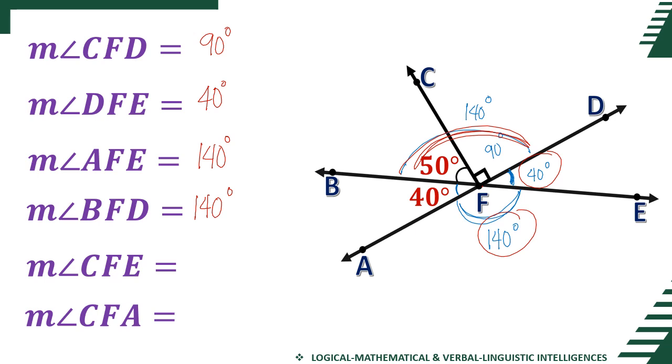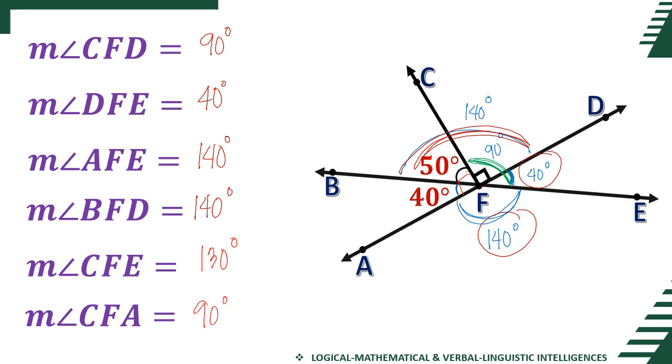Next, CFE. So that means CFE, you are referring to this one, the 90 degree angle plus 40 degree angle. So that means this is 130 degrees for CFE. And lastly, CFA. Alright, so that means we're gonna have the 90 degree angle.